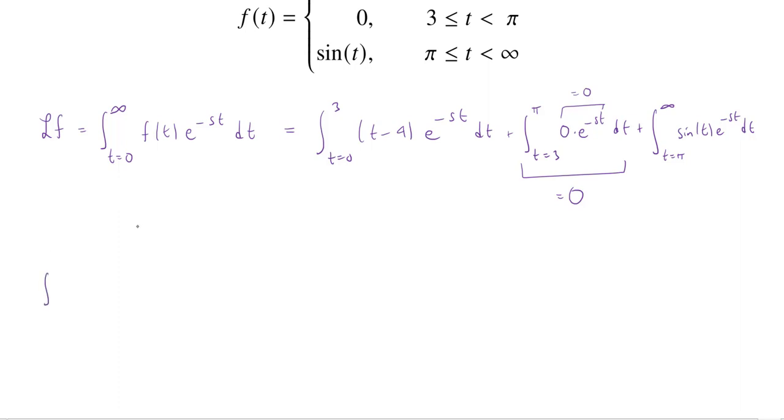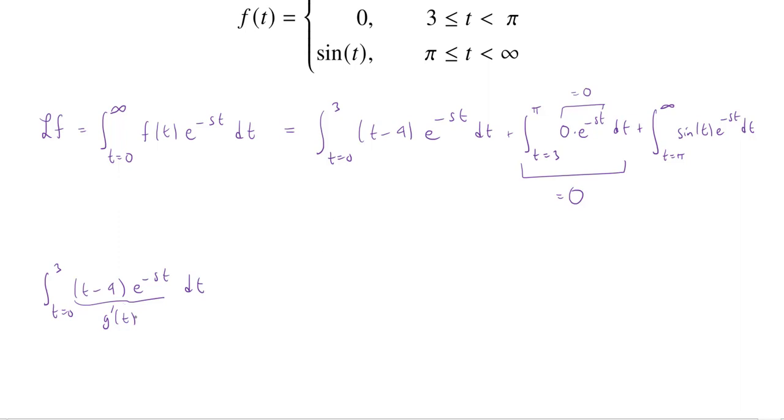So let's compute these things individually, right? So if I integrate from 0 to 3, t minus 4 e to the negative st dt, again, I want to use integration by parts. Let me give a name to this integrand. Let me call this g of t. In fact, let me call it g prime of t, so that it's easier to use the fundamental theorem on.